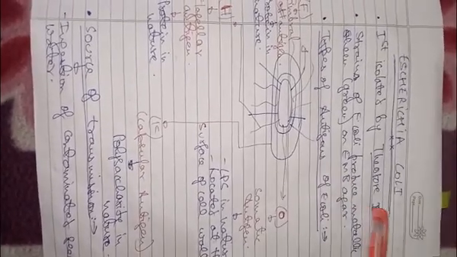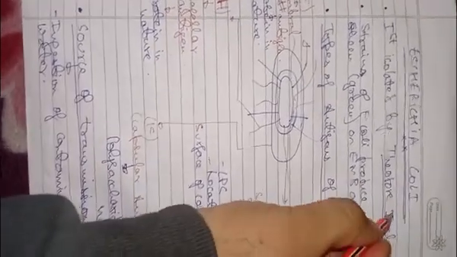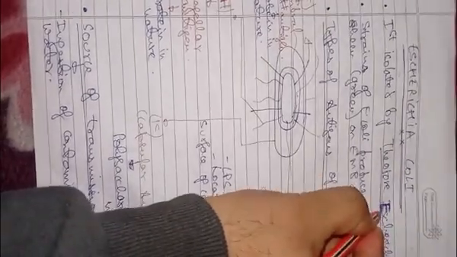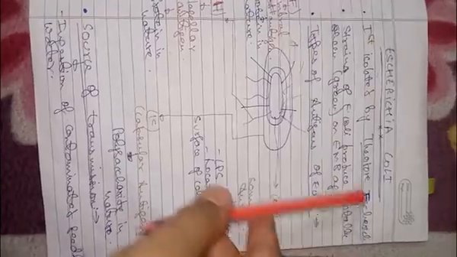Okay, next is Escherichia coli. This is part 1 for Escherichia coli. Escherichia coli was first isolated or discovered by Theodore Escherich. That is why it is given the name. This is E, not I. Escherich. So that is why it is given the name Escherichia.